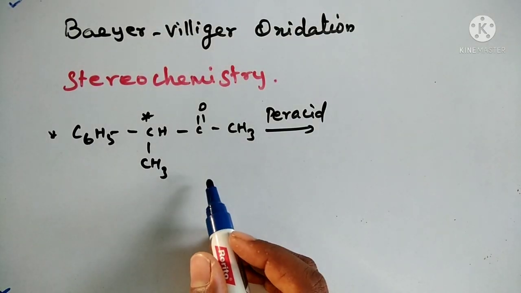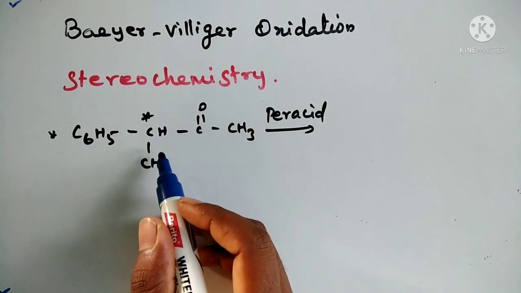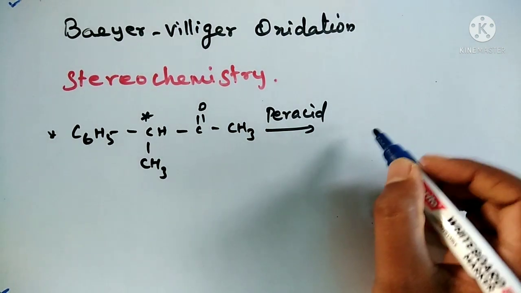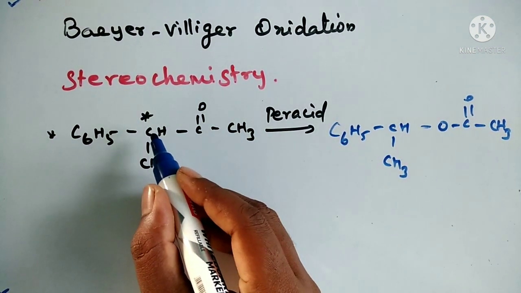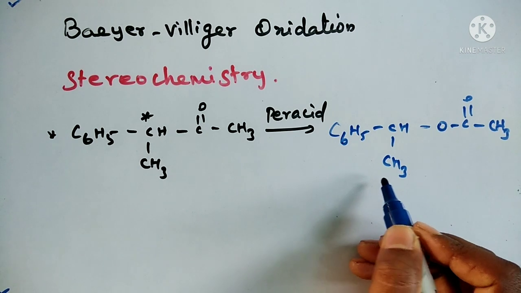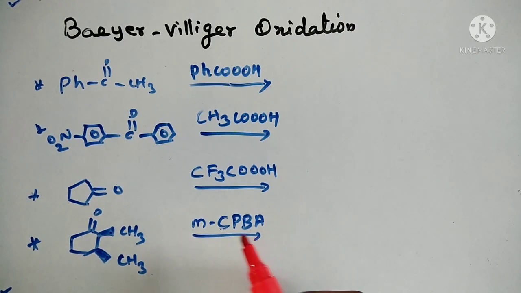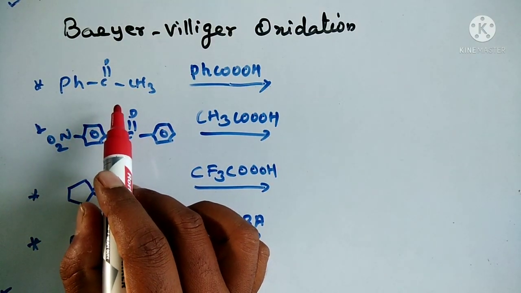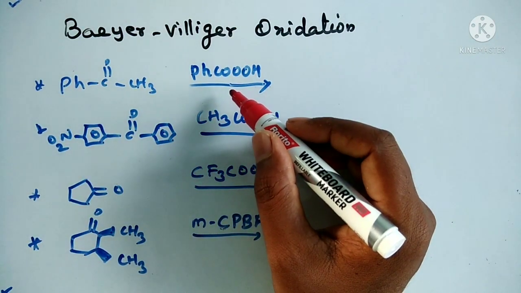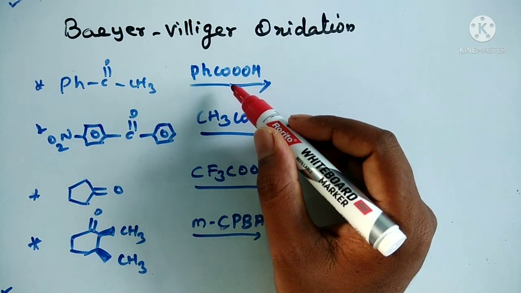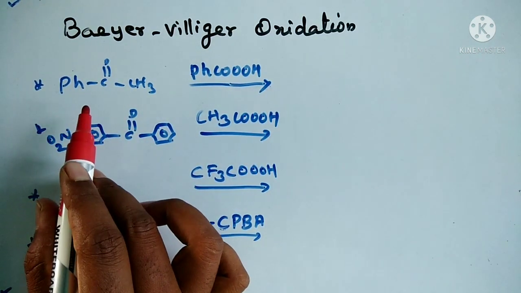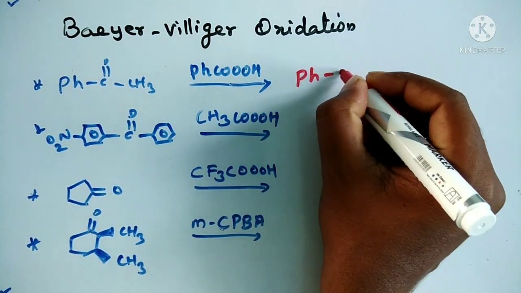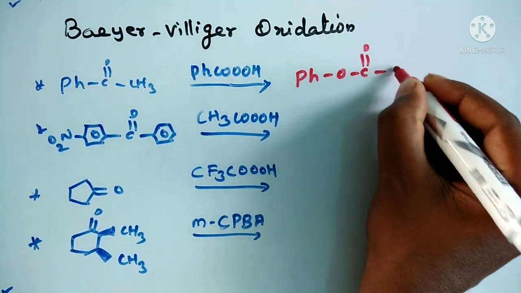Let's discuss this example. It's a chiral compound. In the presence of peracid, the ketone is converted into ester. The chiral compound gives the retention of configuration in the product. Let's discuss this example. This is acetophenone, in the presence of perbenzoic acid. In these two groups, which will migrate? Phenyl will migrate, right? Ph-O-C=O-CH3.